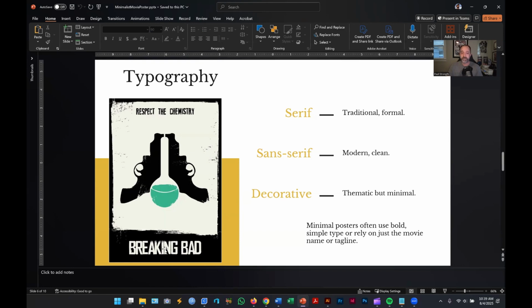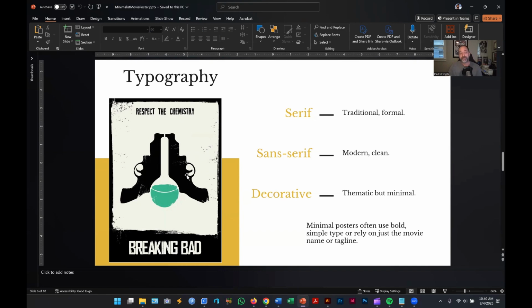Here we have Breaking Bad, the TV series. So, respect the chemistry, and then Breaking Bad. Now, here's the hierarchy. We see this as smaller than Breaking Bad, because Breaking Bad is the one that we want you to remember. That's the name of the show. This is just the concept of the show. And if you haven't watched Breaking Bad, spoiler alert.